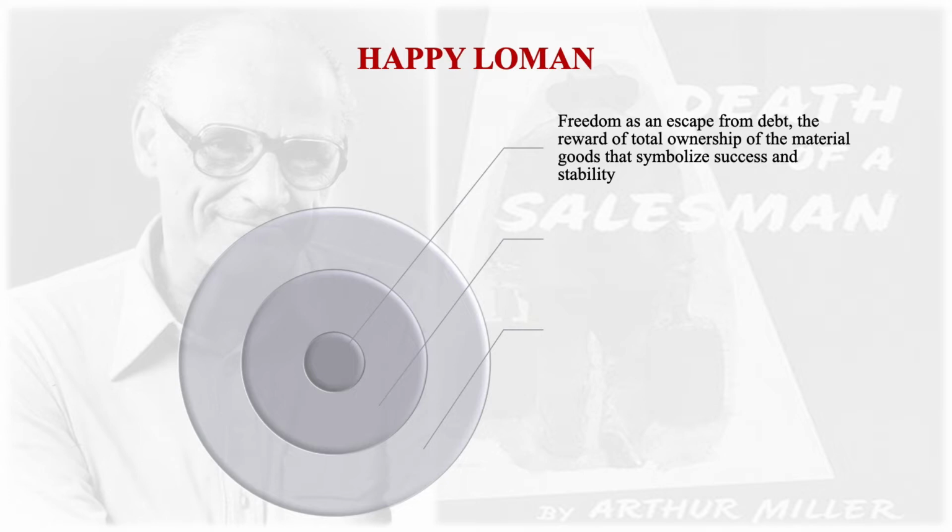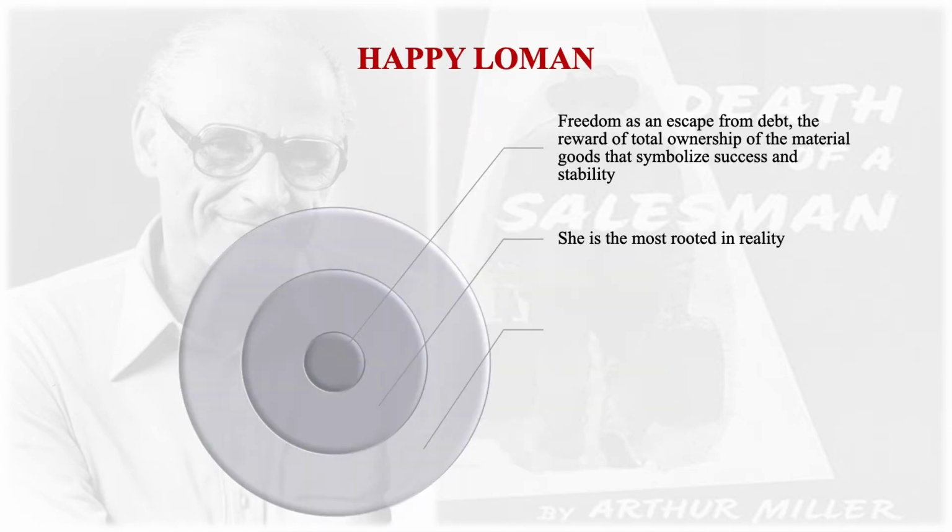Linda Loman, Willy's wife, is perhaps the most logical and the most rooted in reality among the four members of the family. For Linda, who has seen penury, who has seen the struggle of financial difficulties, freedom as an escape from debt is more important. The ownership of material goods symbolizes success and stability for her. She is perhaps the representative of the disappointment that Willy Loman feels with himself, and at least the disappointment that Willy thinks is perceived by everyone around him. She recognizes Willy's delusions for what they are and tries to correct them throughout the play, unfortunately failing till the very end.